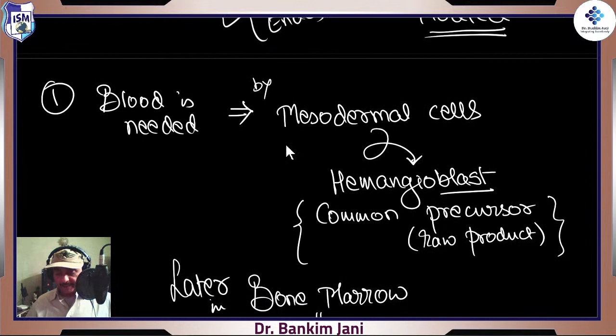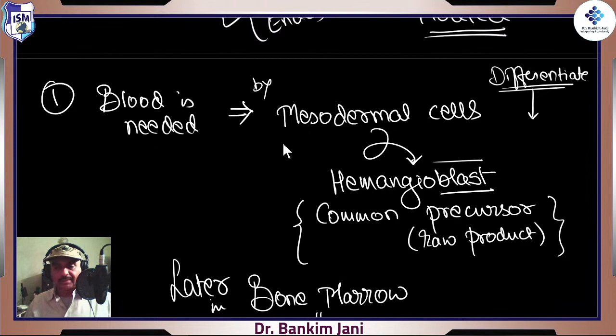Differentiation means they will change their characteristic as per need, and they will lead to generation of other cells. So blood is needed, so that's why mesodermal cells will come into picture. They'll say, okay, we'll transform some of our cells into hemangioblast. Now we talked about blast is not destruction, it is production, correct? It is production. Blast is production.